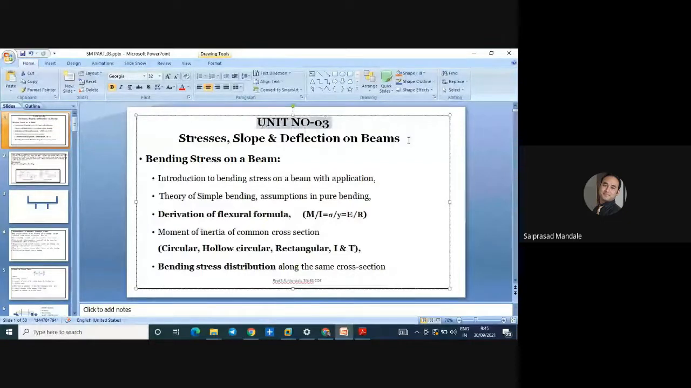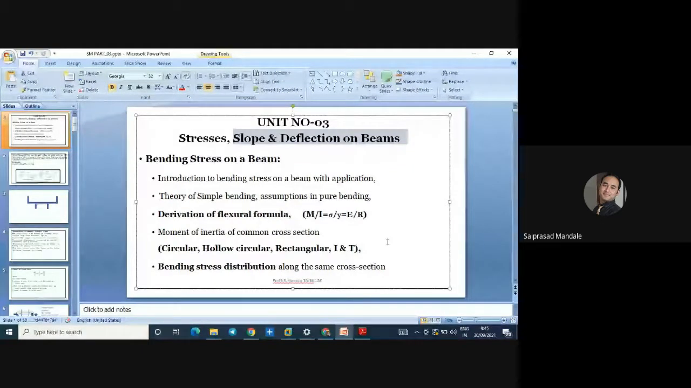Unit number 3, and the name of the unit is stresses, slope and deflection on the beams. Actually, in the previous old pattern, bending stresses is a different unit, and slope and deflection of the beam is a different topic. Bending stresses is unit number 3 and slope and deflection is unit number 4. But in the 2019 pattern, all the syllabus is changed, so the 2 units are combined together.